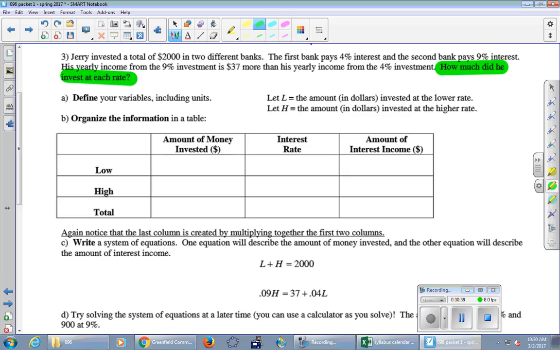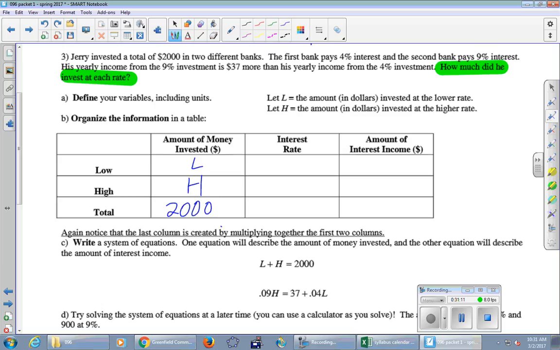Okay, here's a table. Got two rows again, low and high, and then there's a final row for total. And let's start filling in this table here. Okay, amount of money invested. This is a variable. What did we call it? L there. This is another variable here. H there. The total is given in this problem. How much is the total invested? $2,000. Okay. That's how much was invested in total.